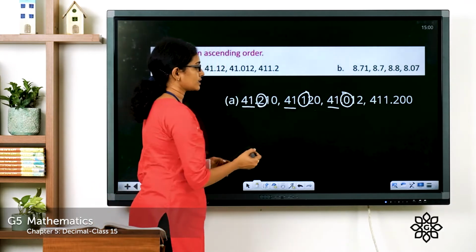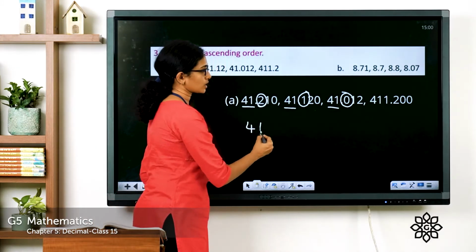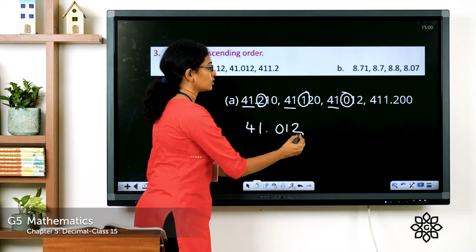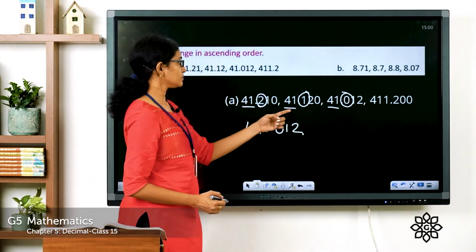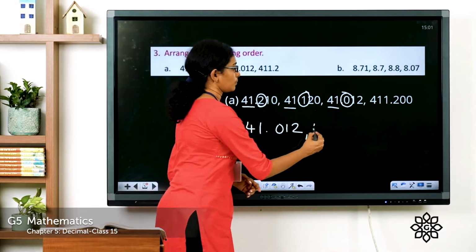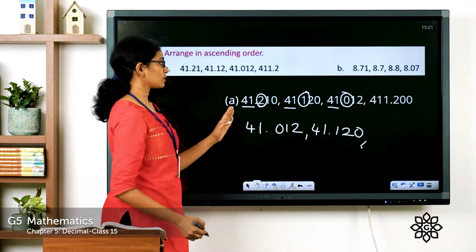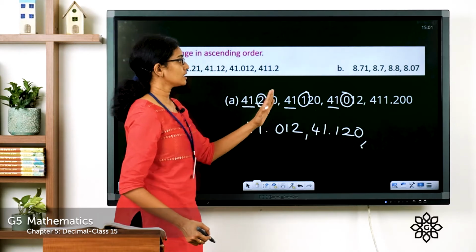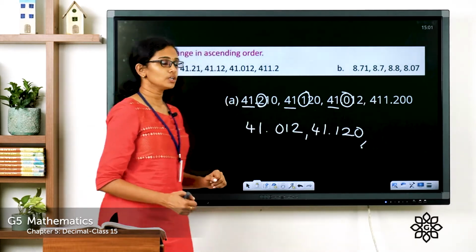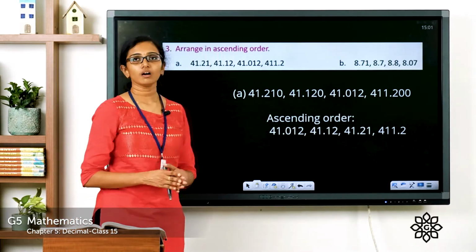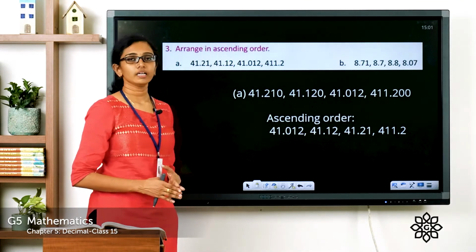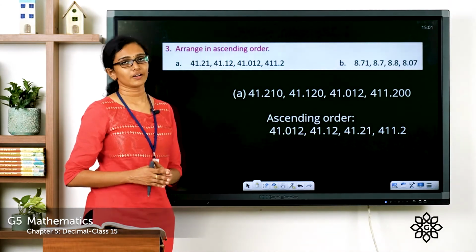So let's write the numbers. It would be 41.012 is the smallest one. Then comes 41.120. Then comes 41.210 and last 411.200. So here you have the numbers arranged properly in the correct ascending order.